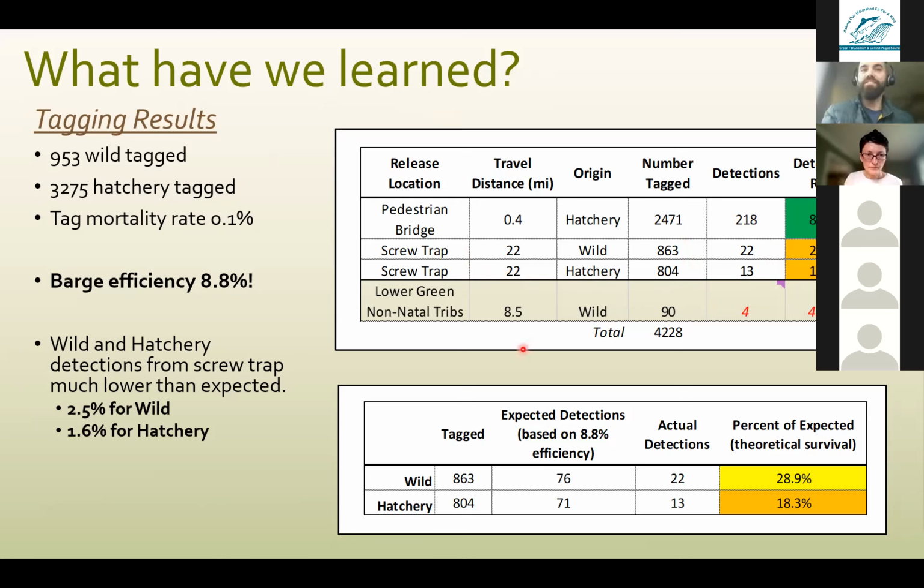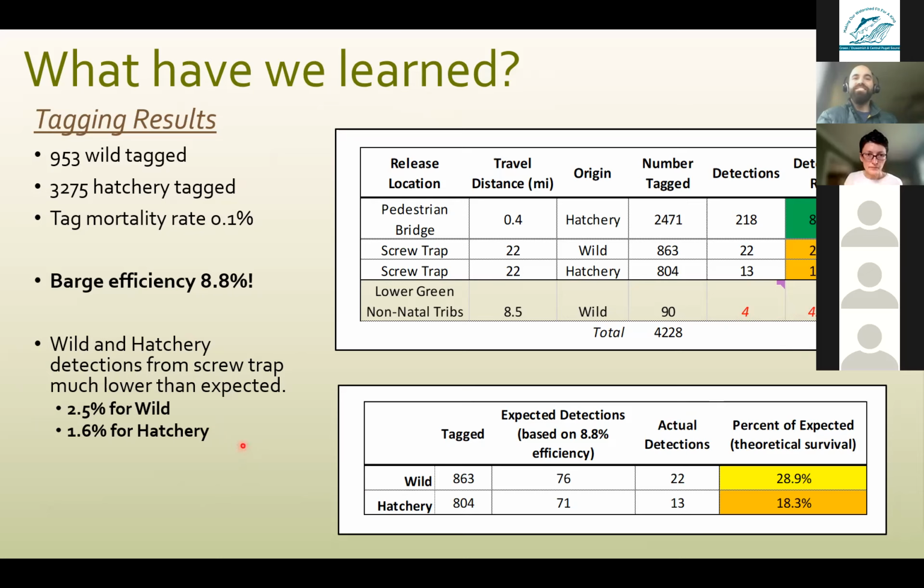Now we were able to tag some fish in the lower Green tribs as well. So a total of 90 there, 4 detections at the barge, but can't say much from 4 detections. That's a really low number to be making any inferences about their detection rate.